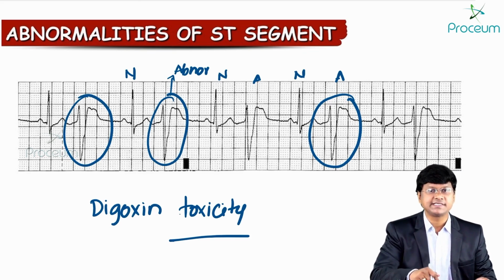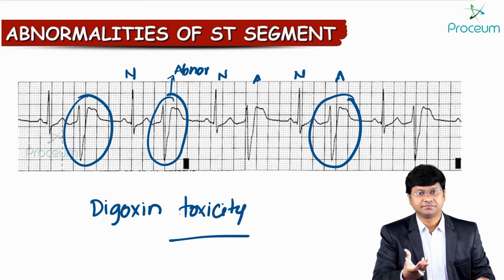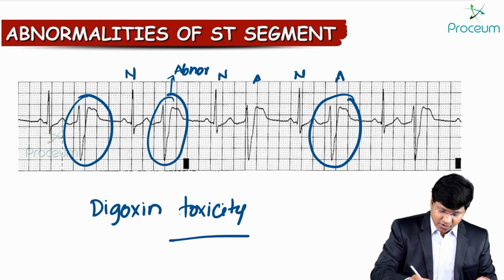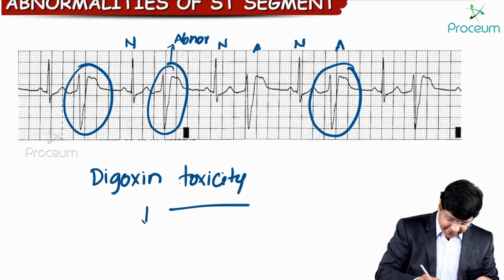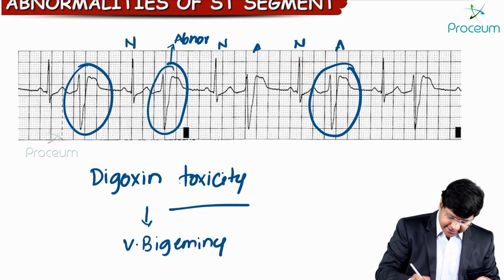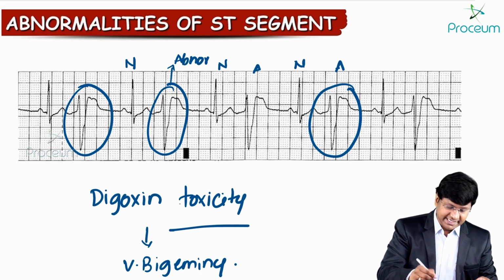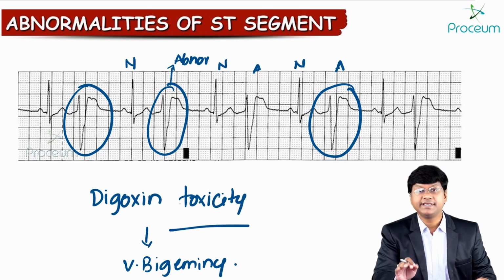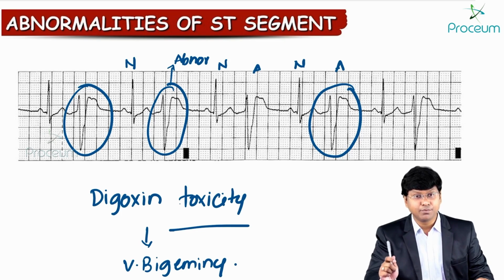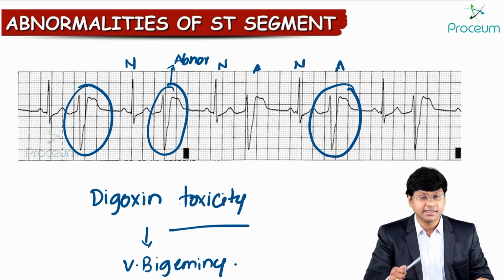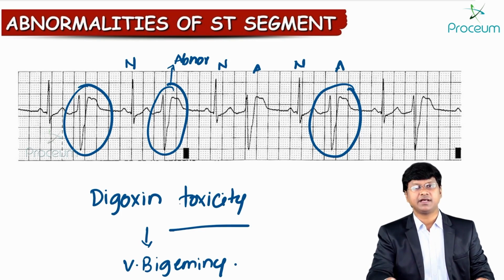Now what is this suggestive of? This wide QRS complex is suggestive of a ventricular rhythm, and this is the ECG of ventricular bigeminy. So the most common arrhythmia you will see in digoxin toxicity is ventricular bigeminy.